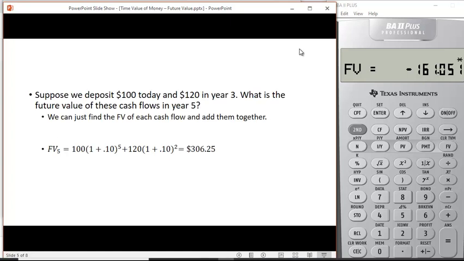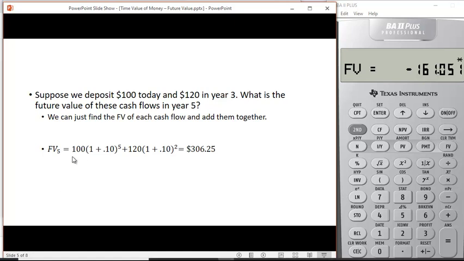Suppose we make more than one deposit. Suppose today we deposit the $100, and we deposit $120 in year 3. What's the future value of these cash flows in year 5? Well, what we need to do is find the future value of each one of these cash flows in year 5 and just add them up.